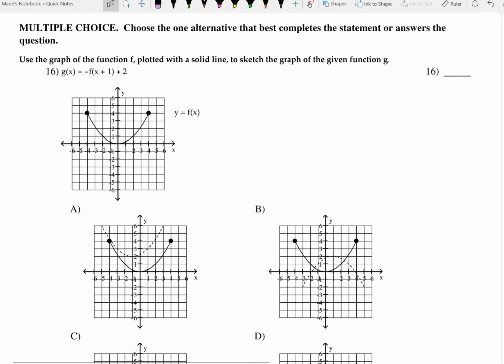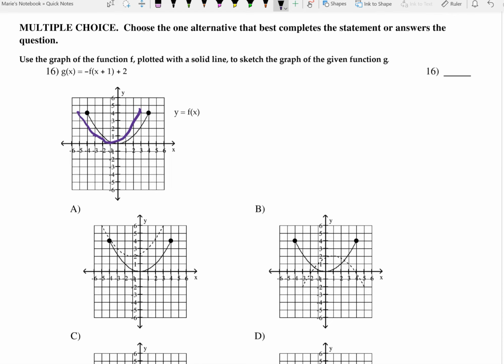Alright, for number 16, same thing. We have to follow the order. So we have a horizontal move of +1. So plus means I move 1 to the left. So basically all of these points are moving over 1 unit. So that matches these points. That's what that looks like. I then do the reflection. So basically all of these points are going to go and reflect this way.